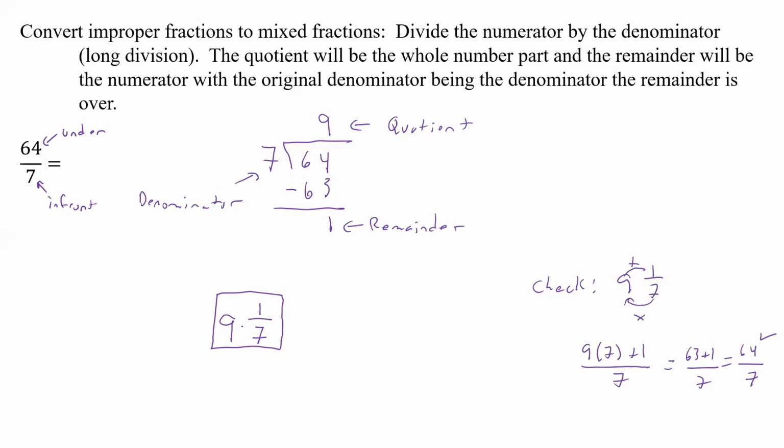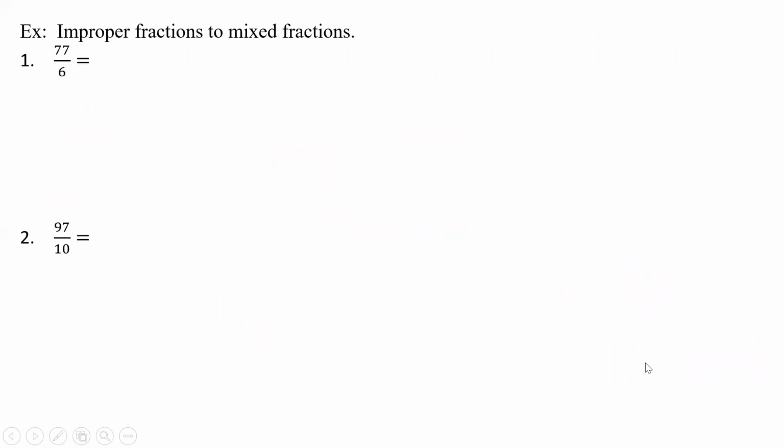Now we can always check, and again, what we do is we multiply here, and then we add here. So 9 times 7 is 63, plus 1 is 64 over 7, and that's what we started with, so that does check out. Okay, so that's what we're going to do now, convert improper fractions to mixed fractions.